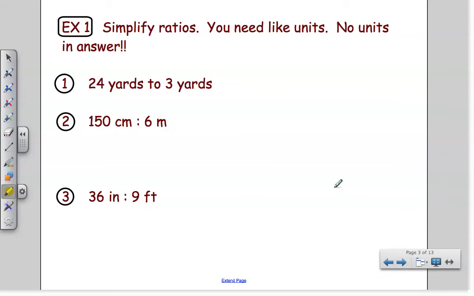When you talk about simplifying ratios, one super important thing is that you do need like units, because your answer should have no units. You should not have feet, inches, yards, whatever it is remaining in the answer. You need like units. You need them to cancel because you're simplifying. You should only have numbers in your ratio answer in general.